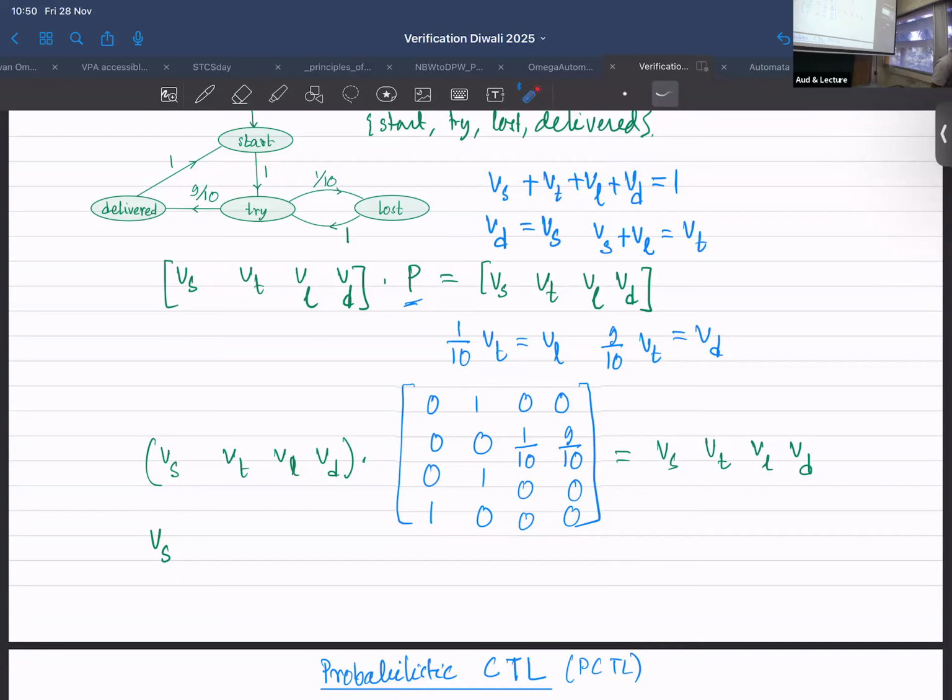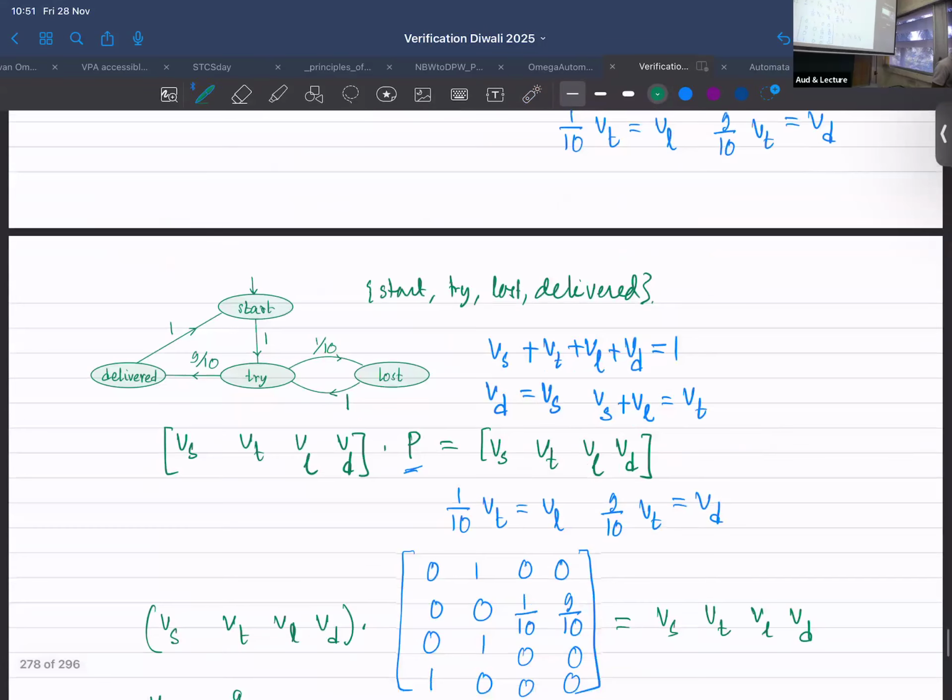9 by 29. Good. Okay, so I also got this 9 by 29. This is DS. Okay, you can compute and get it. Good. Okay, so this is called the steady state behavior, the steady state distribution. This V that we got is the steady state distribution in the Markov chain. Okay.